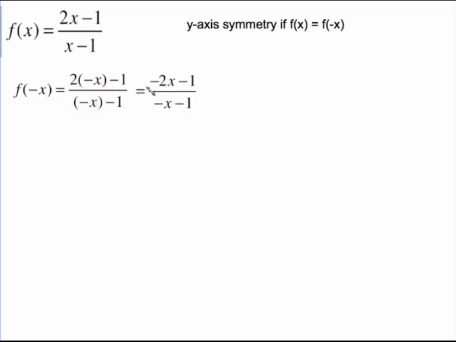If I multiply here, I get negative 2x minus 1. This just removes the parentheses, and I get this denominator. Are these two things equal? And the answer is no. So there is no y-axis symmetry.